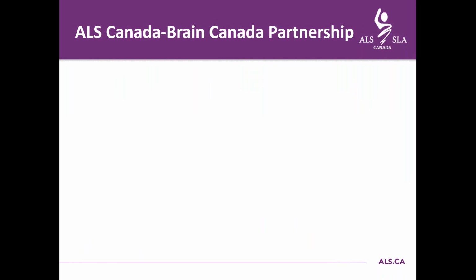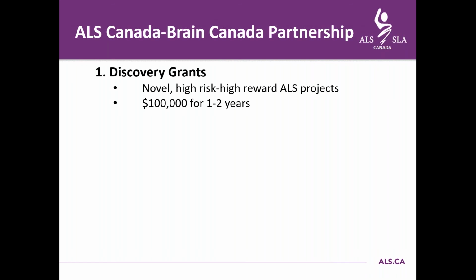Coming to that ALS Canada Brain Canada partnership of $20 million, it was really broken up into 3 main types of competitions, which all really were a convergence of our priorities along with Brain Canada's priorities in terms of the competitions that they run. The first one are called discovery grants. These are high risk, high reward projects. I'll talk about those in a second.